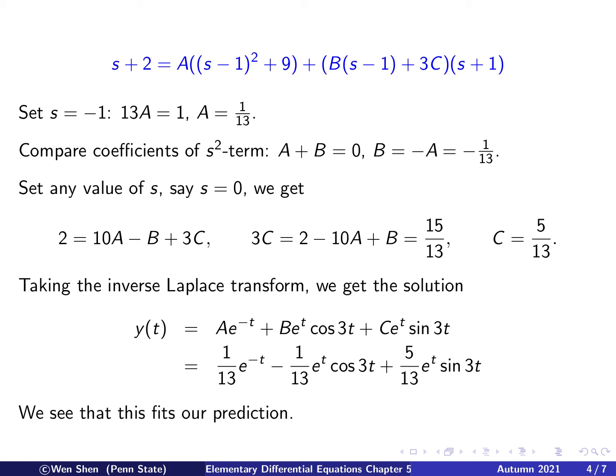So we know that the a term gives me the exponential function, and the term b will be the exponential of t times cosine 3t, and the c term will be in front of e to the t times sine 3t. And then we can put in the values of a, b, and c, and we can write out the solution. Okay, and we also see that the terms we predicted using the method of undetermined coefficients fit very well here. So exactly we have 3 terms.